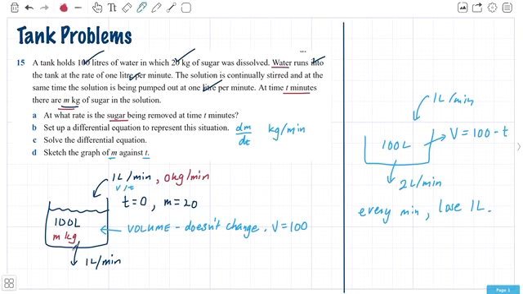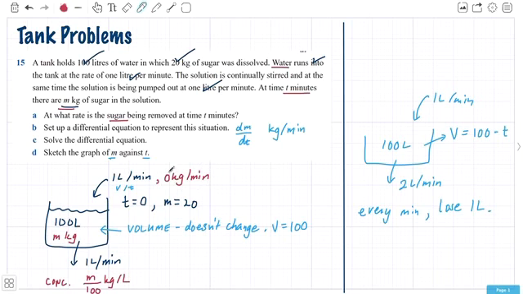Now what's coming out here, we have to think about the amount of sugar that's coming out at any particular time. Now I've got 1 litre per minute coming out. What we need to know is what constitutes 1 litre of solution. And in 1 litre of solution, we can think about having m kilos of sugar over 100, and that's going to be our concentration. So our concentration of sugar is m kilos per litre.